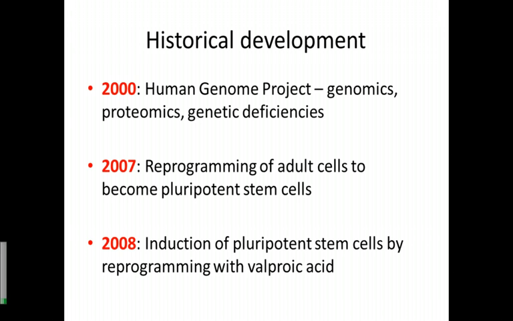In 2008, they also found that these stem cells can be reprogrammed by using valproic acid. Valproic acid is actually a mood-stabilizing drug. It can be used to treat seizure or epilepsy. Valproic acid is a histone deacetylase inhibitor. They found that valproic acid can be used for direct reprogramming and to generate the induced pluripotent stem cells.